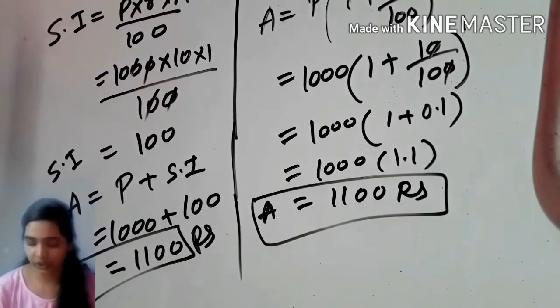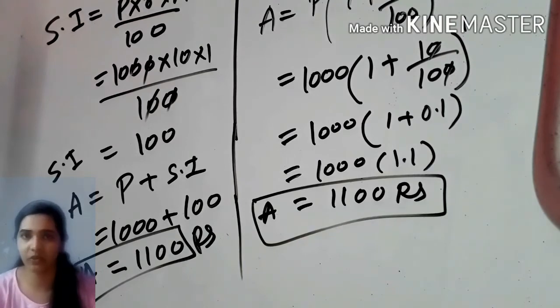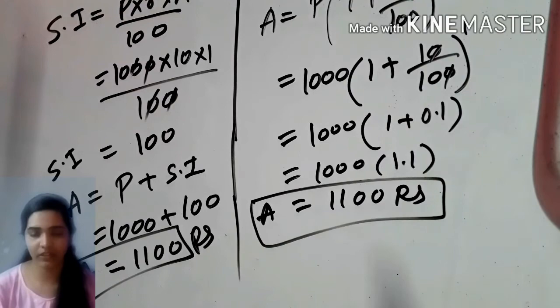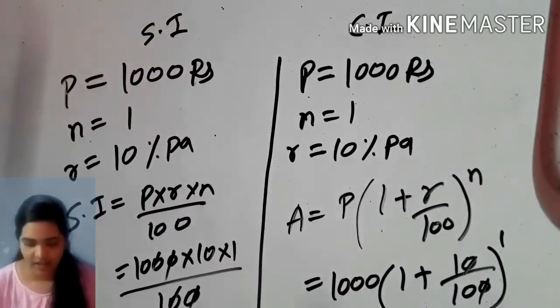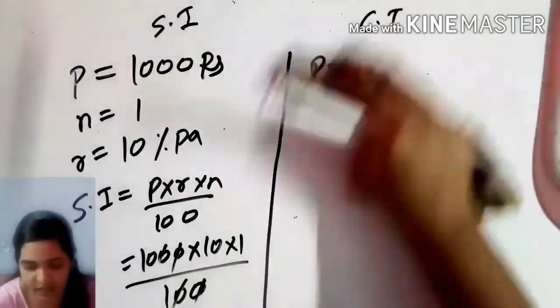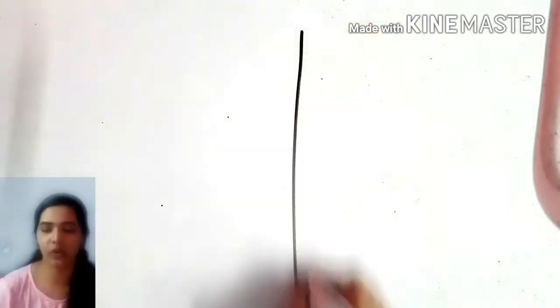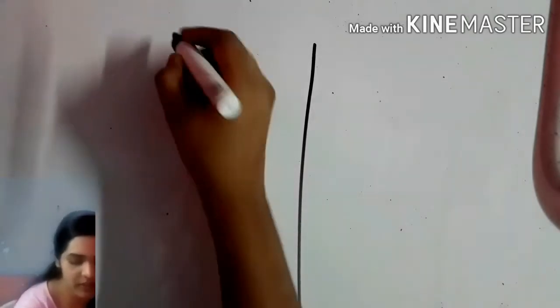But if you are going to use CI for 2 years and SI for 2 years, let's see what the difference is. There comes a difference, and that makes compound interest a highly paid investment. Let's take the same thing for 2 years. What happens in simple interest and compound interest?